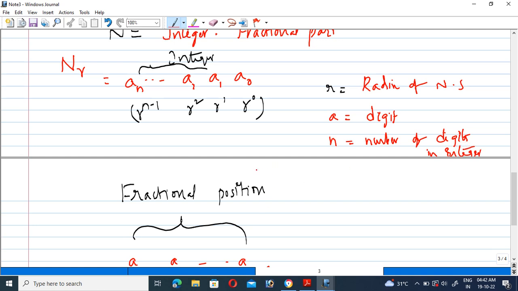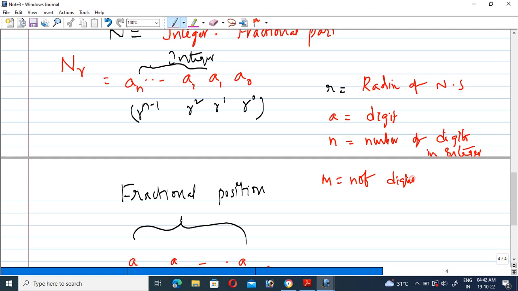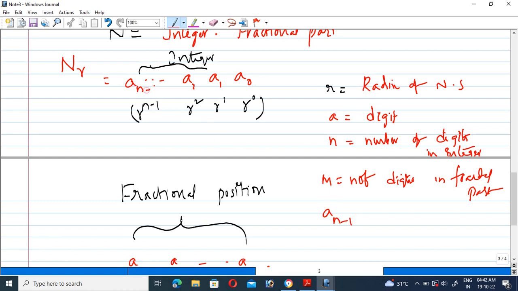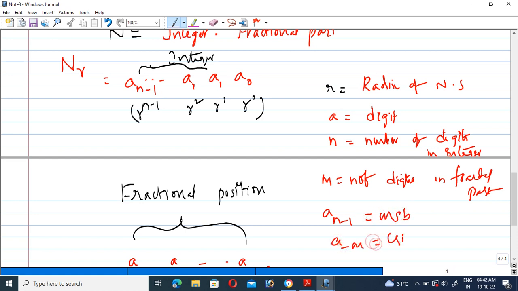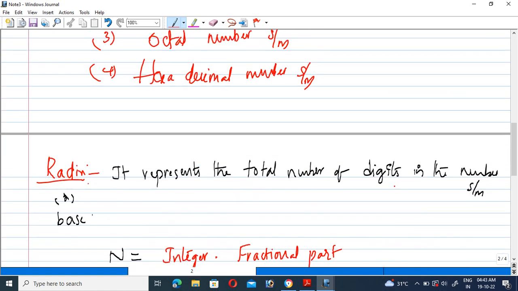As well as small m is equal to the number of digits in the fractional part, right? So a n minus 1 is the most significant and a minus m is the least significant, that is, a n minus 1 is the MSB and a minus m is the LSB. This is a very brief introduction about the number system.